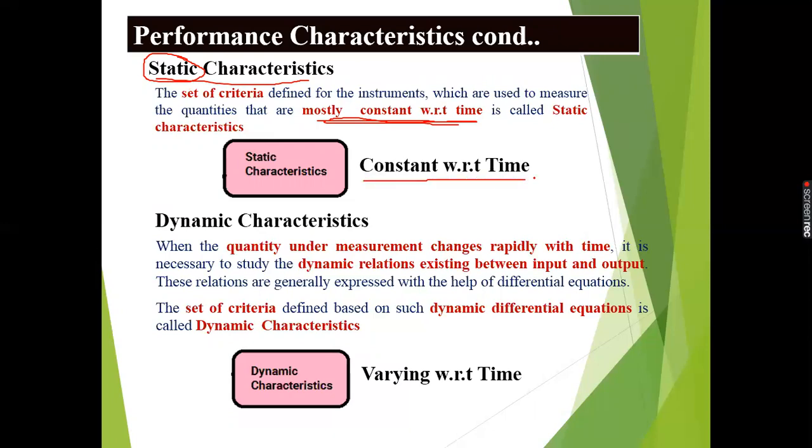Even I have given here constant with respect to time. Now coming to dynamic characteristics. Dynamic characteristics vary with respect to time, if we observe. The set of criteria is defined based on some differential equations. What is meant by these differential equations means a few parameters which can change with respect to time. Those parameters can be expressed in differential equations. So the set of criteria which are varying with respect to time are called dynamic characteristics.